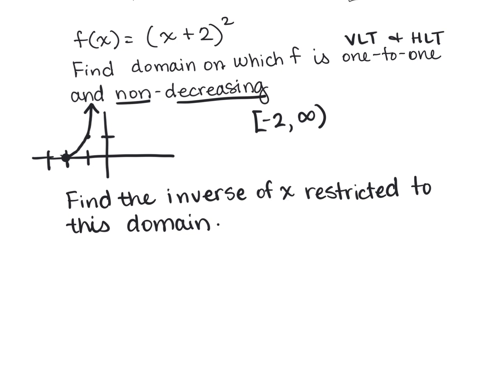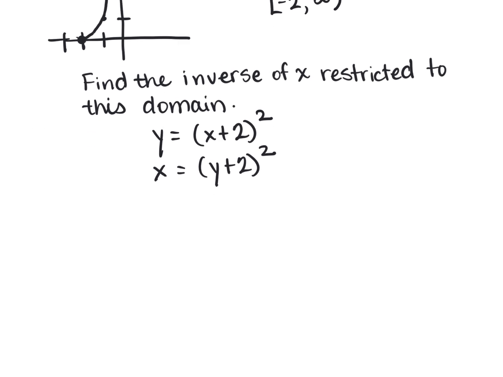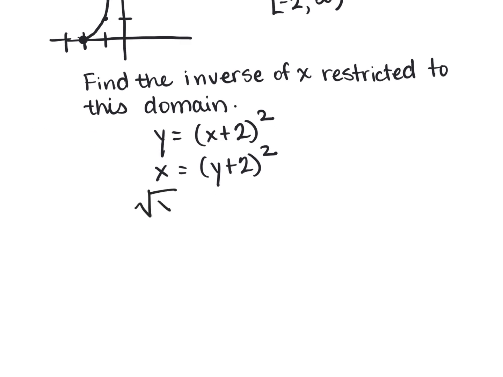Now find the inverse of f restricted to this domain. So I have y is equal to x plus 2 quantity squared. Change your y's to x's and x's to y's. And now we need to solve for y. To get rid of a square, we have to take the square root of both sides. So this is plus and minus, and then this would leave me with y plus 2 over here. So then y is equal to negative 2 plus or minus the square root of x. Now, the plus and minus create the top and bottom, so we don't need both.